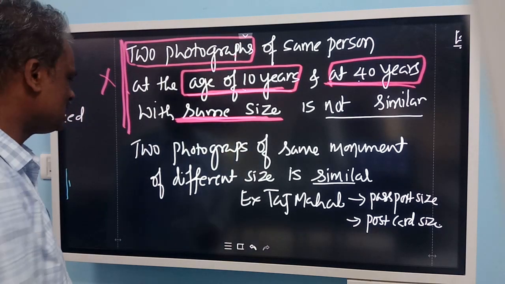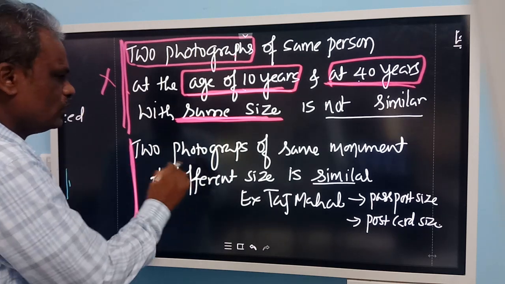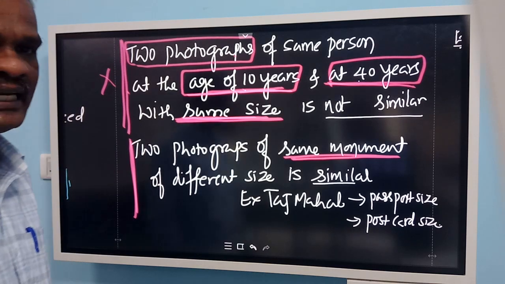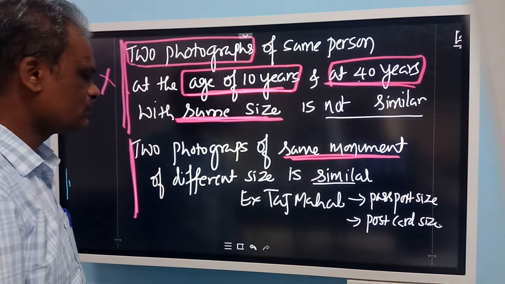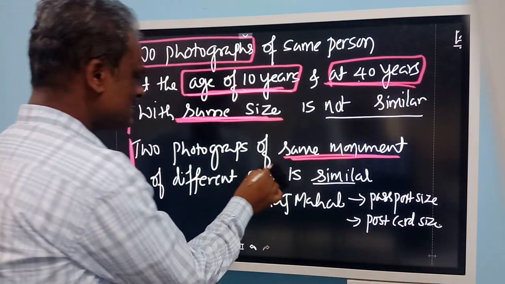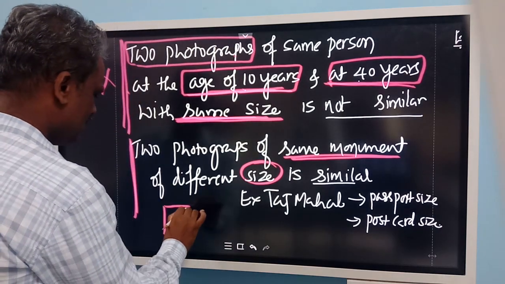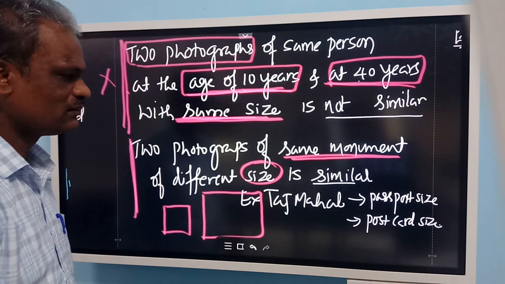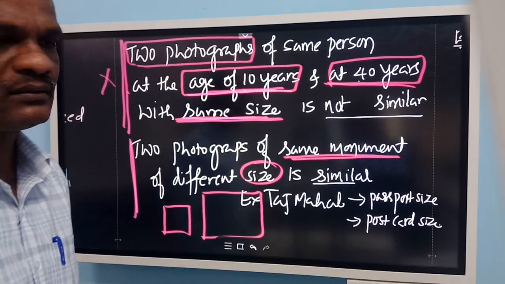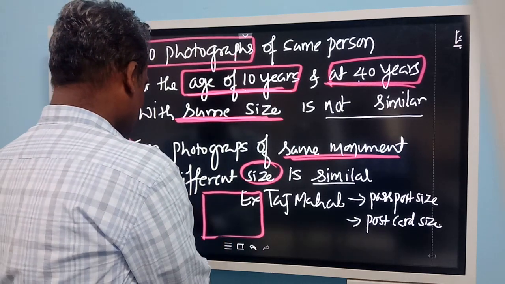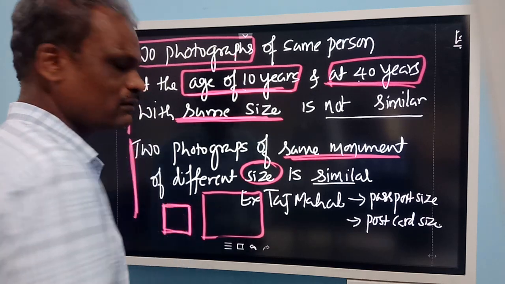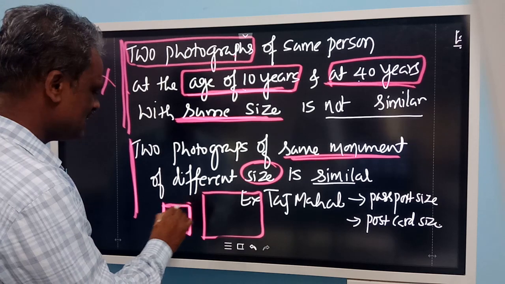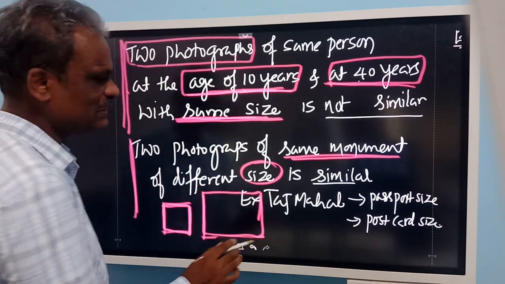Now I will take another example, the second example: two photographs of the same monument. Let us take the Taj Mahal. You can take two Taj Mahal photographs of different sizes, one passport size and another postcard size. Now, are they similar or not? They are similar. Size is different, but shape is the same.